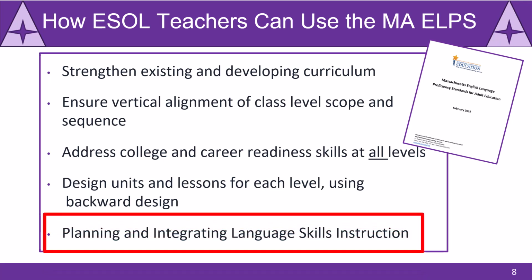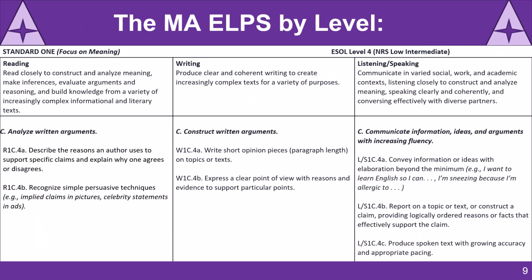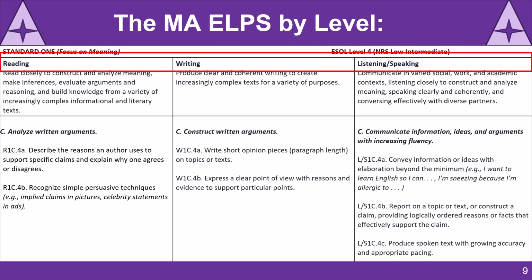The final uses of the Mass ELPS that I'm going to talk about are planning and integrating language skills instruction. Most of the images of the Mass ELPS in this 3-part overview have shown a standard with benchmarks progressing across 6 levels. This chart shows a different layout. It shows the benchmarks for a single level, in this case, Level 4, Low Intermediate, and it's showing a small part of Standard 1 for reading, writing, and listening.